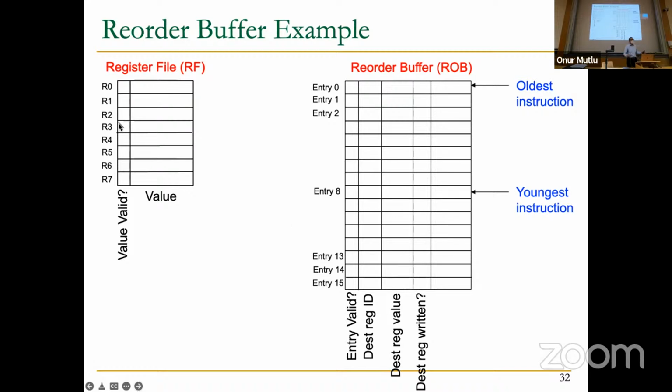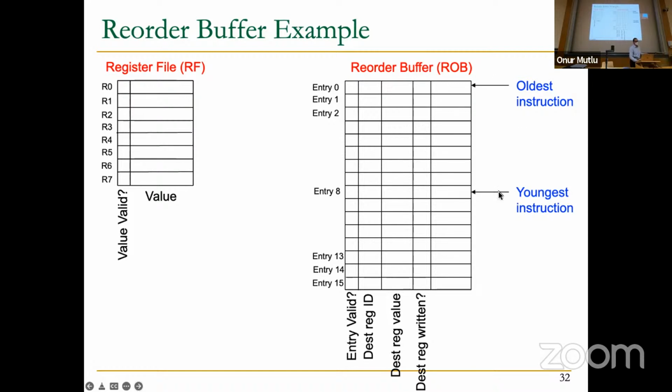In all other cases, there's some instruction that's going to write to that register. It hasn't written to the register file yet. As a result, this valid bit is 0, and you cannot trust this value. In that case, you search the reorder buffer. So let's take a look at how we search the reorder buffer.